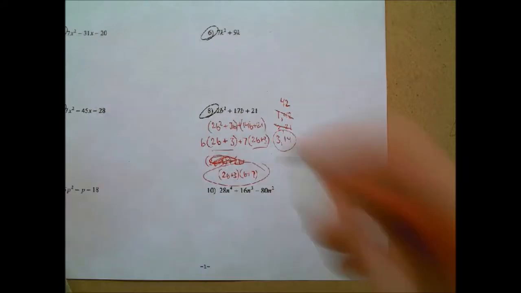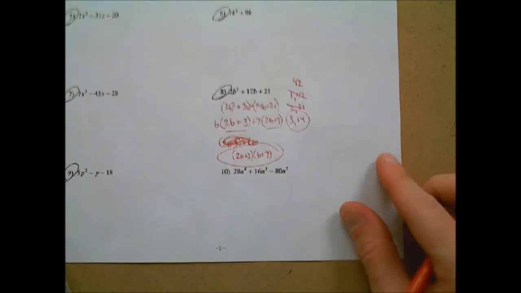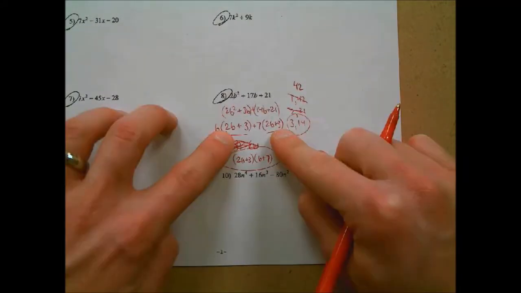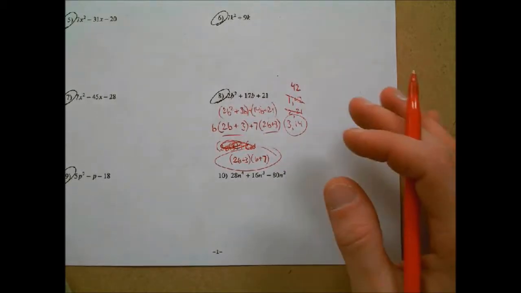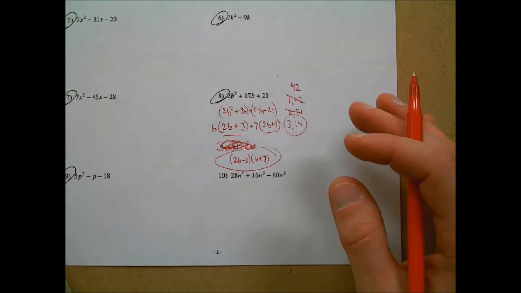Okay, so we get 2b plus 3 times b plus 7. And again, we take out that 2b plus 3, and leave behind the b plus 7. Okay. Are we starting to remember this from before break? Yeah? No? Not really? Kind of? Okay. All right, we'll do some more practice here.